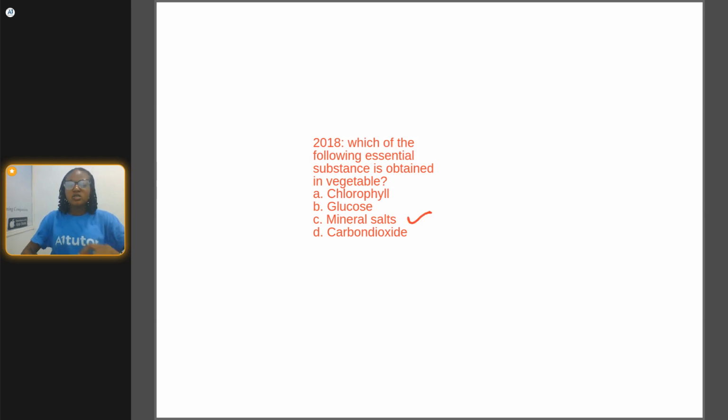Chlorophyll, of course, is not one of the classes of food. Glucose is a sugar, and mineral salt is one of the classes of food. And I gave you different examples. Carbon dioxide, no, you breathe out carbon dioxide, so it's not one of the classes of food. So which means your answer is what? Your answer is C. So from vegetables, you can get mineral salt.